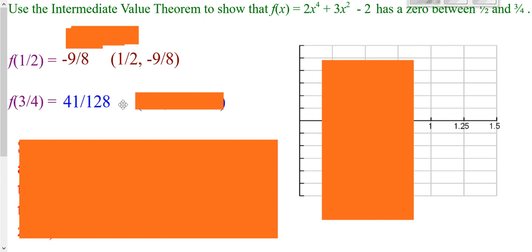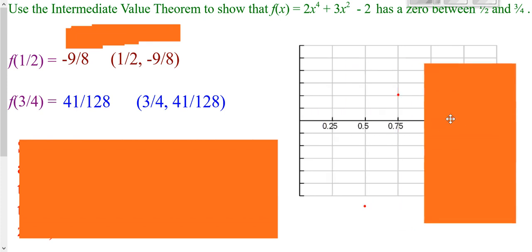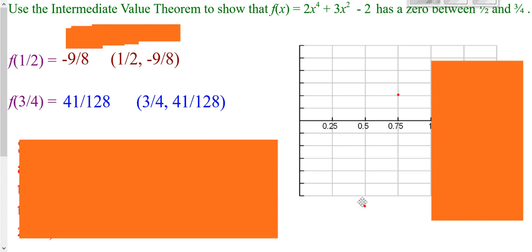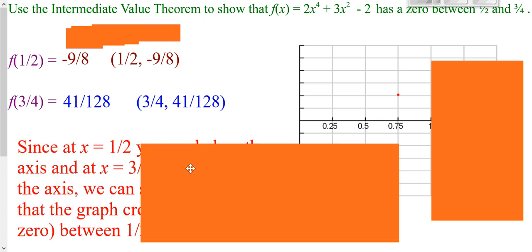And we get positive 41 over 128. So we have the point 3/4, comma, positive 41 over 128. So we plot those 2 points. We have one point that's below at a half, and one point that's above at 3/4. So the only way to go from here up to here with a polynomial, which is continuous, is to somehow cross in between. We don't know where we cross, so therefore we can write this.